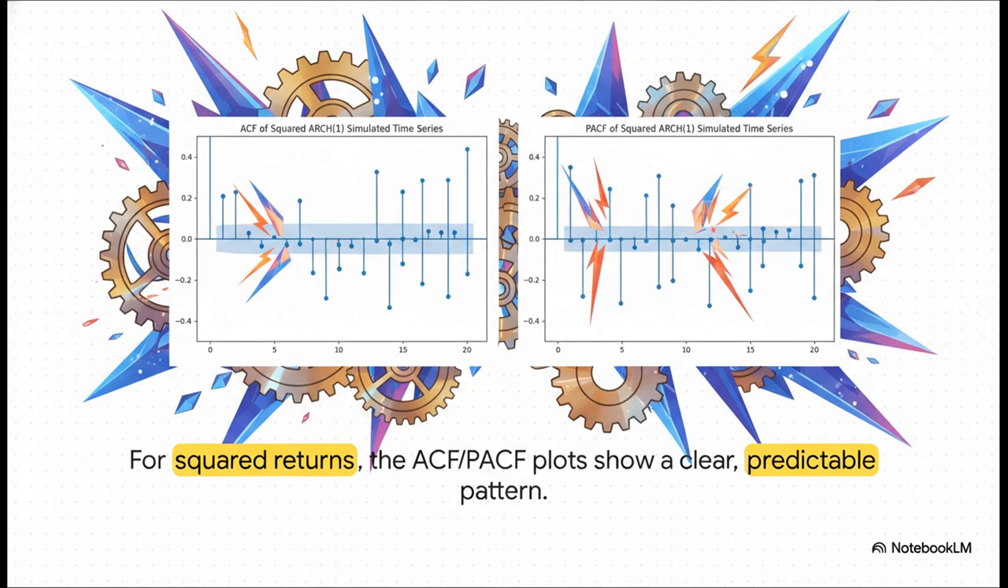But here's the reveal. This is the moment it all clicks into place. We are now looking at the exact same charts, but for the squared returns. Now, squaring the returns is just a clever way to measure their size or their volatility, regardless of whether they were positive or negative. And bam, look at that. The bars jump way outside the shaded area. We see a clear, predictable, decaying pattern. This is it. This is the hidden structure we've been looking for.